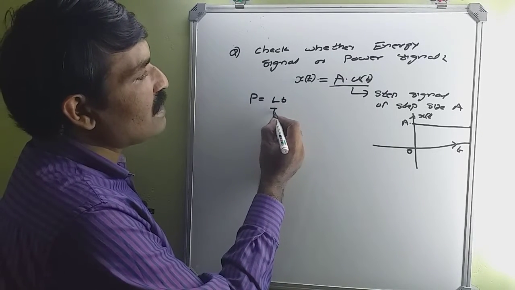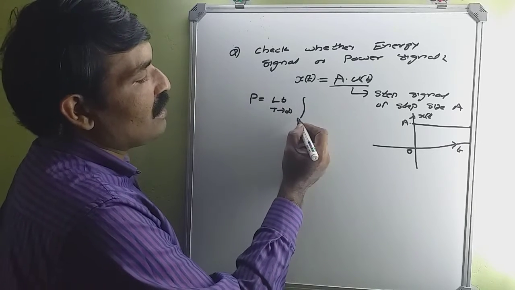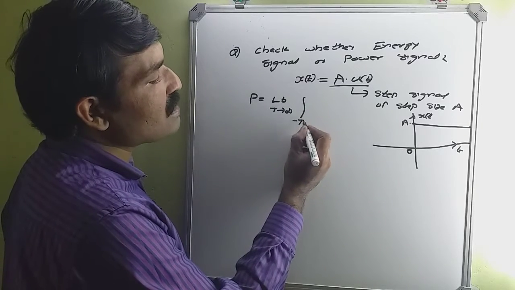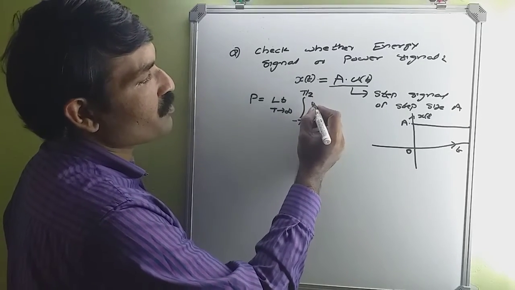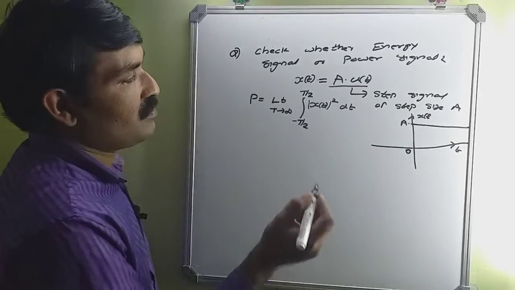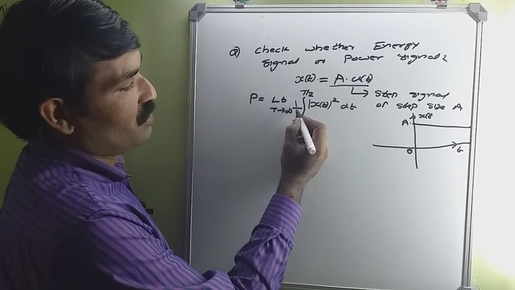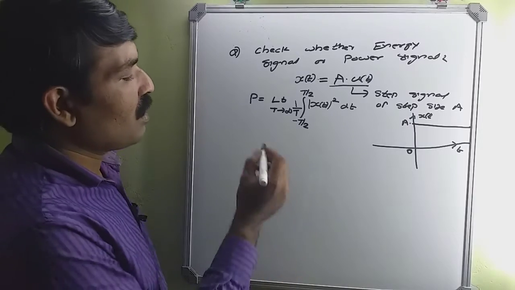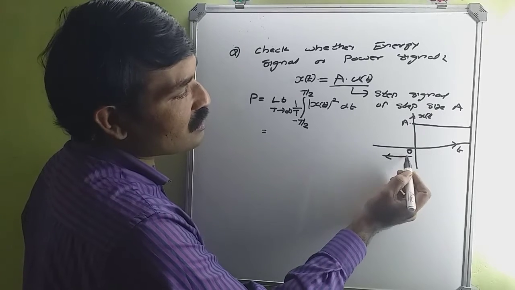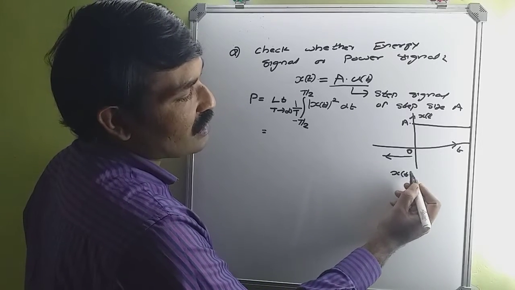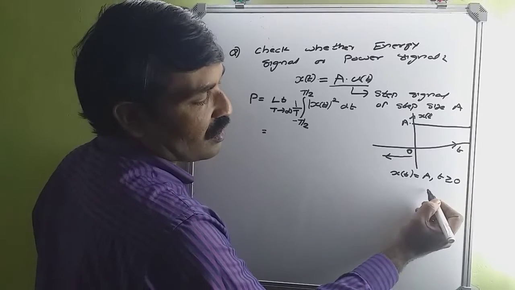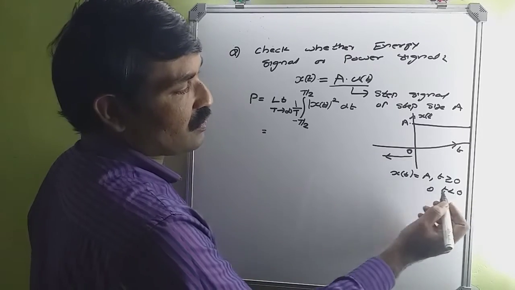limit t tends to infinity, integral minus t by 2 to t by 2, mod of x of t whole square dt into 1 by t. Now, the value of the signal for t less than 0 is 0. That is, x of t is equal to A for t greater than or equal to 0, and is equal to 0 for t less than 0.